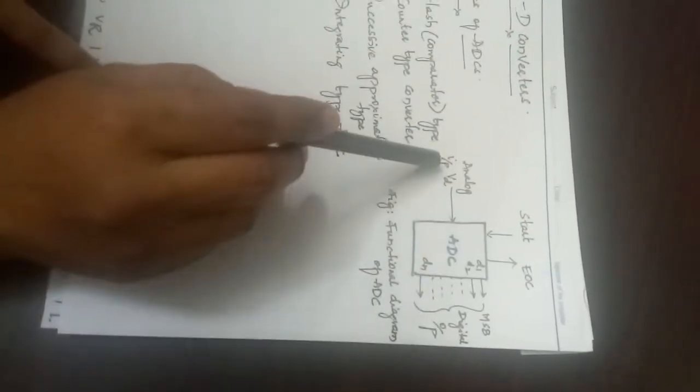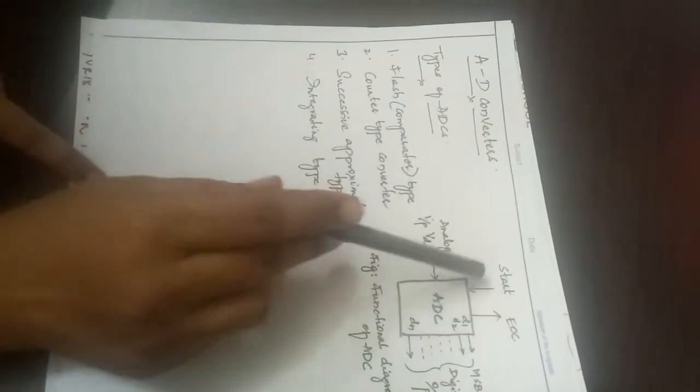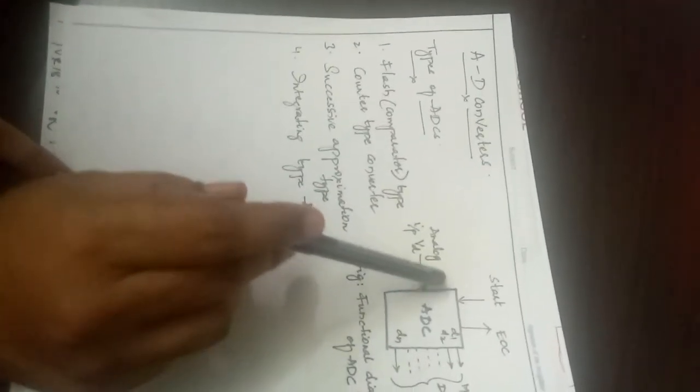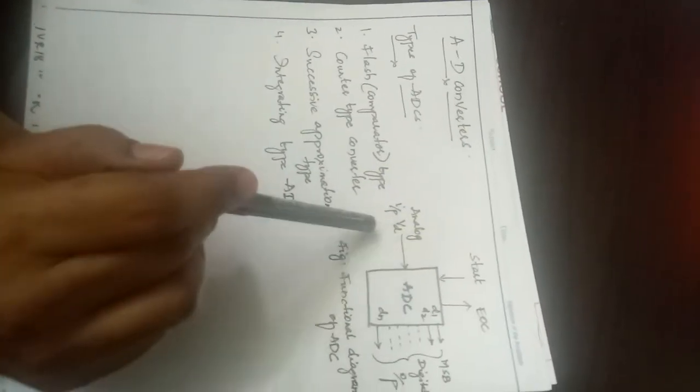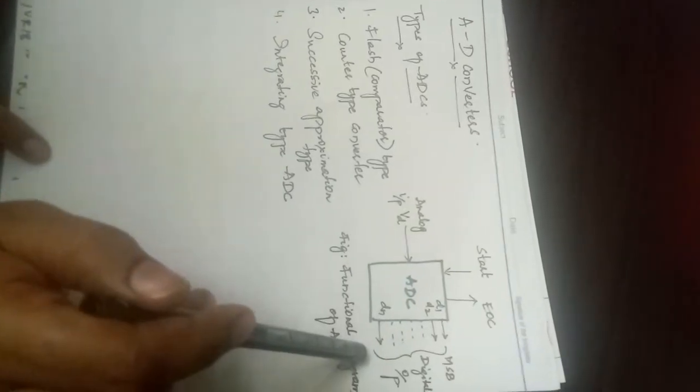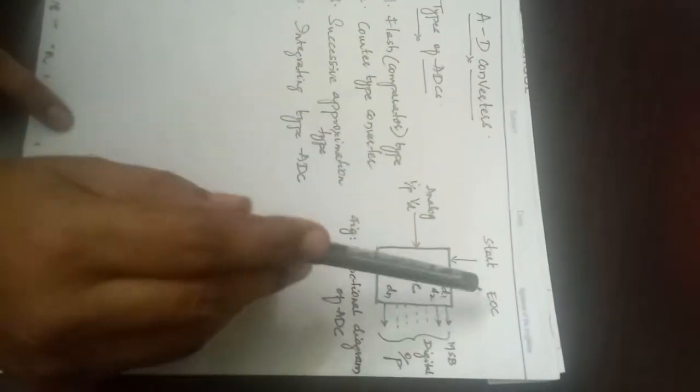In this ADC, what are we going to give as input? We are going to give analog input. Suppose it is VD, then it is going to give the output as digital outputs like D1, D2, D3 up to DN. In this ADC there are two main signals: one is start of conversion, the other is end of conversion. When the start of conversion signal is high, this ADC is going to convert the analog input into digital. Once this conversion is completed, the end of conversion signal is going to be high. So that means this is the end of conversion.